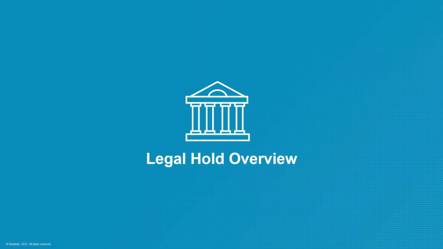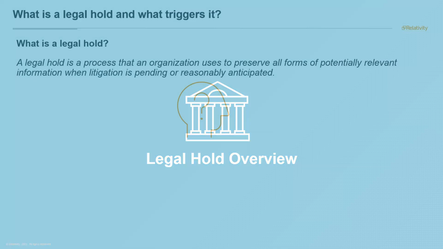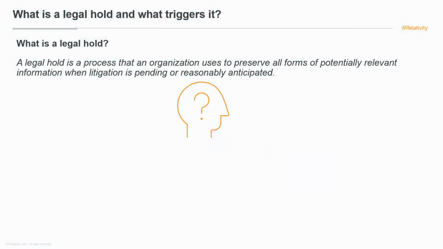All right, so to start, let's discuss a brief overview of the Relativity Legal Hold application. But first, let's just level set, in general, what is a legal hold and what triggers it? So here we see a definition. What is a legal hold? A legal hold is a process that an organization uses to preserve all forms of potentially relevant information when litigation is pending or reasonably anticipated.